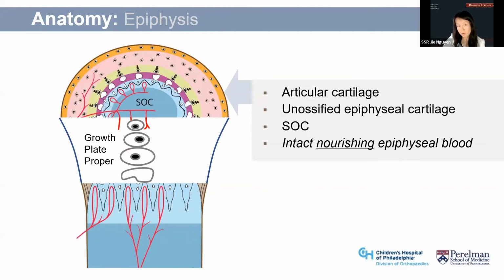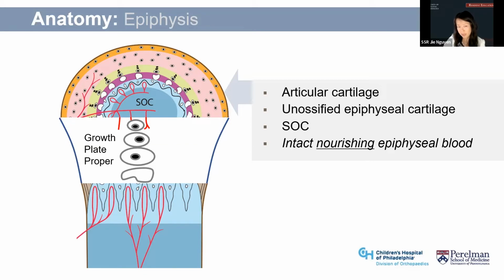So moving on to the epiphysis. In the epiphysis in children who are skeletally immature, you have not only the articular cartilage, which is avascular, but also the unossified epiphyseal cartilage, which is right underneath. And then you have the secondary ossification center, the SOC. Note that there's the growth plate surrounding the secondary ossification center, just like the primary growth plate, right? Just slightly smaller. And over time, it will continue to grow to replace the unossified epiphyseal cartilage.